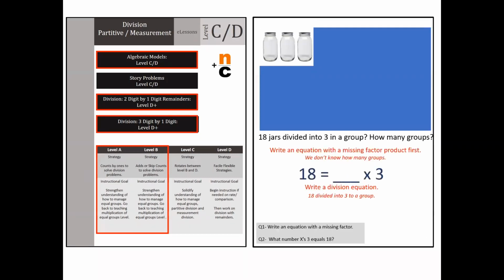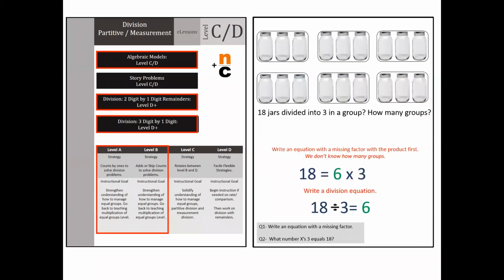It says, write an equation with a missing factor, product first. So now they're writing an equation, but you're going to make them write it with 18 equals, we don't know how many groups, times 3. Then it says, write a division equation, 18 divided into 3 to a group, right? And so we would go ahead and say 18 divided by 3, and there's our connection. They just went through those progressions of a multiplication equation, measurement division, product first, missing factor equation. Now they have a division equation.